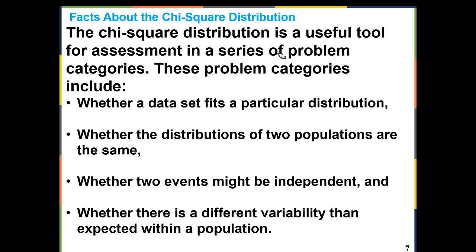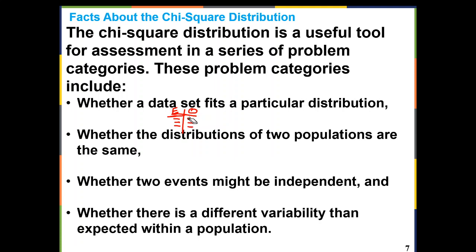So chi-square distribution is a useful tool for assessment in a series of problem categories. These problem categories are listed here, some of them. Whether a data set fits a particular distribution. For example, let's say somebody claims that, so let's say this is expected. So these are a bunch of numbers that we expect to get based on someone's claim, right? And then observed. These are numbers that we got from observations.